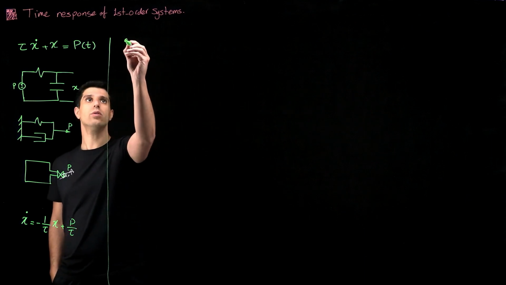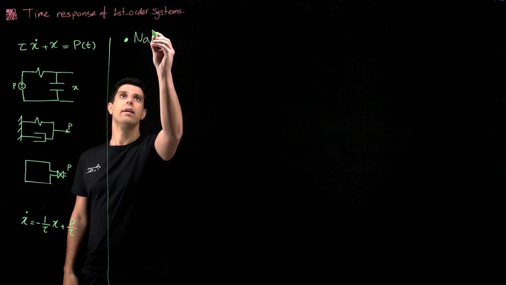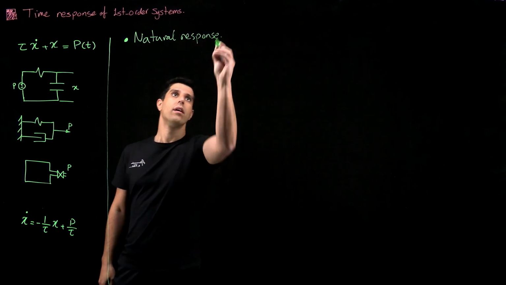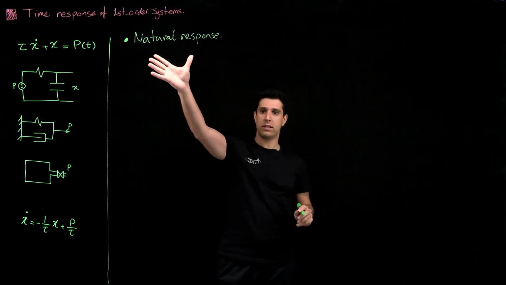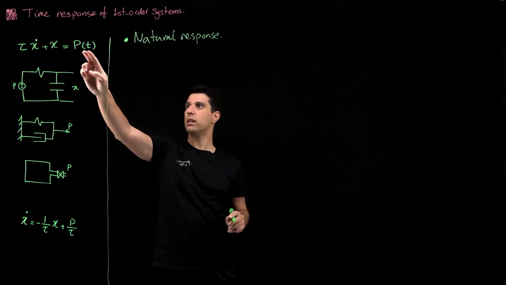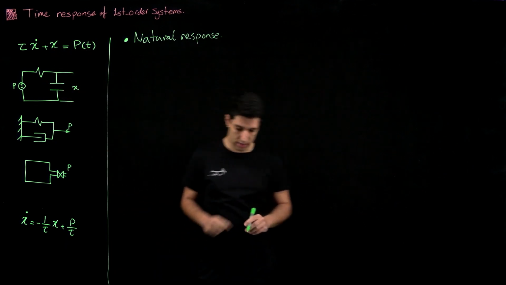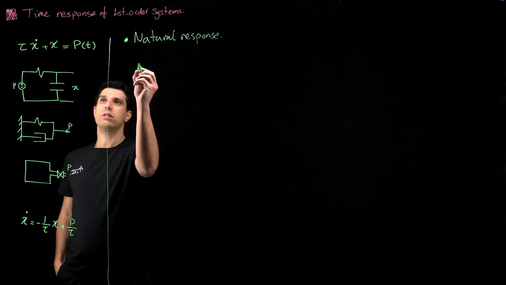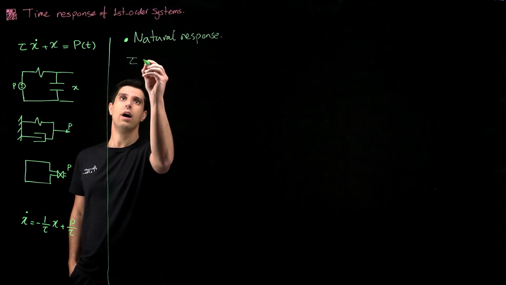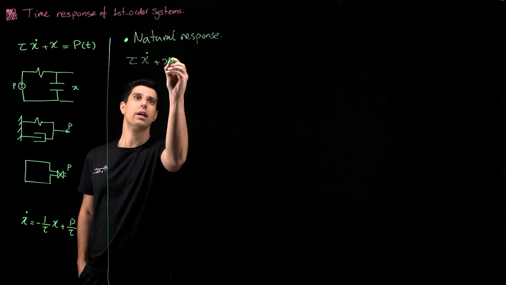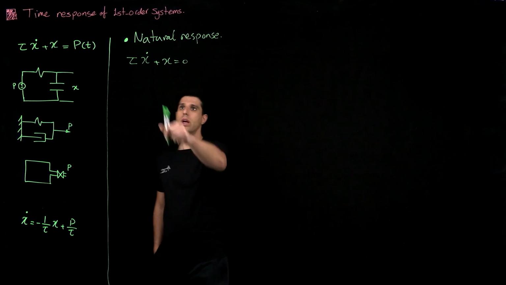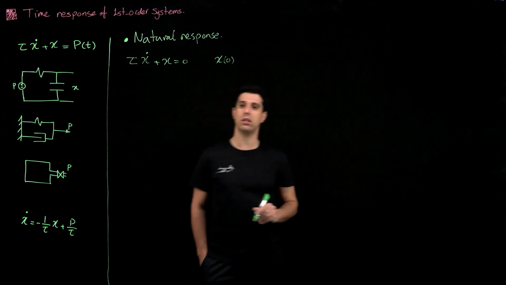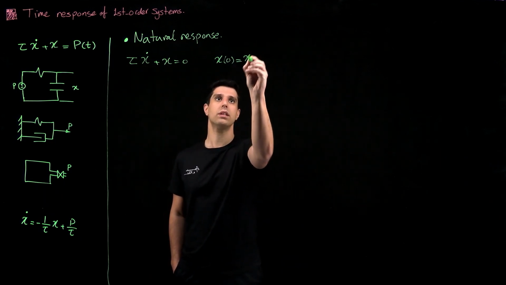The first thing we can do is to look at the natural response. That means the response of the system when there is no input and we have some non-zero initial condition. So in this case, the differential equation will be tau x dot plus x equals 0. I only have a first order system, so I only need to know the initial condition of x. Let's, for simplicity, call it x naught.